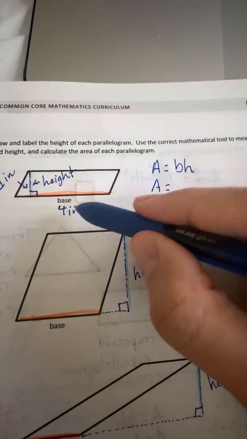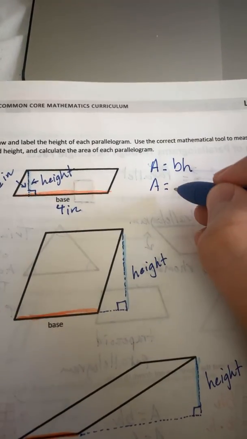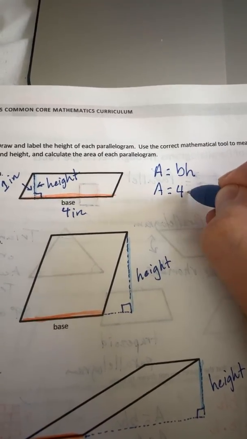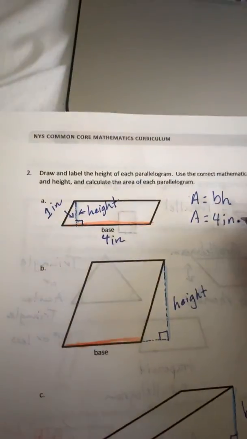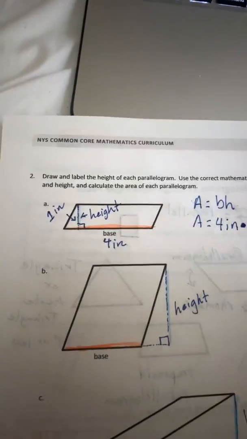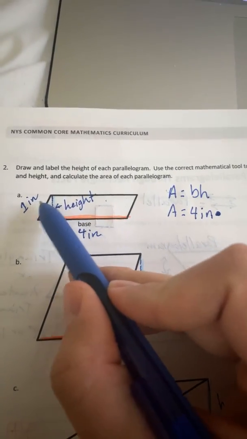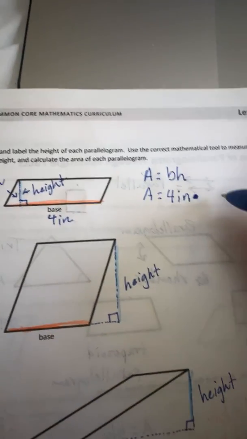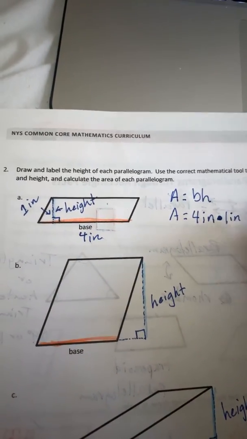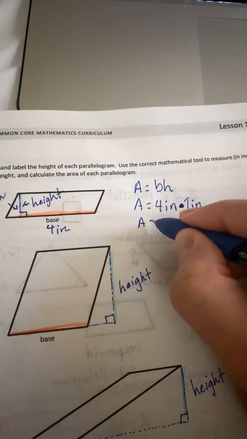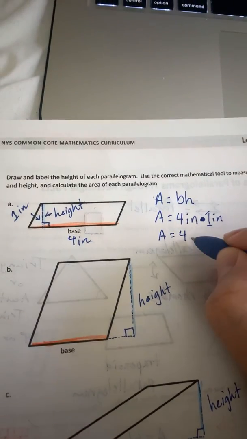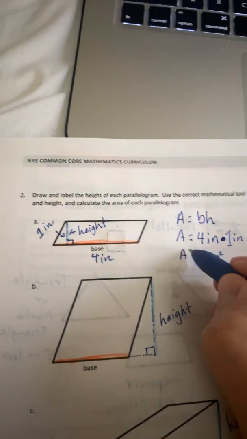The area is, what's our base? In this case, I told you guys that the base we were going to use is 4. Multiply, that right there means multiplication. And our height is being represented with the number 1 inch. Now we can multiply 4 times 1, which is 4, and inch times inch is 4 square inches. That's your area for that one.